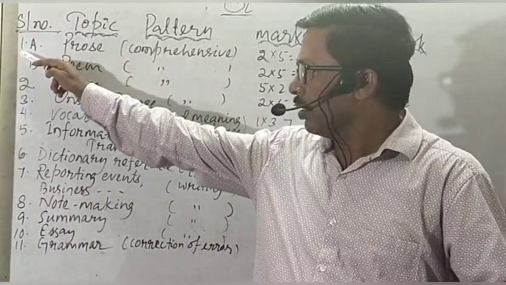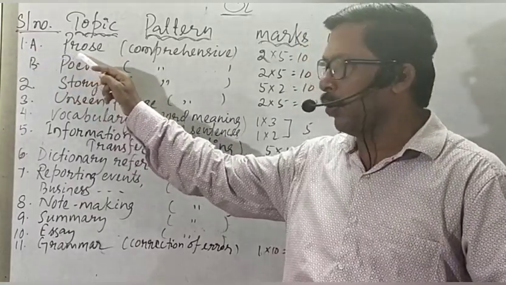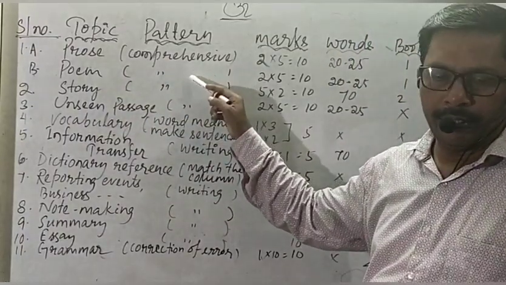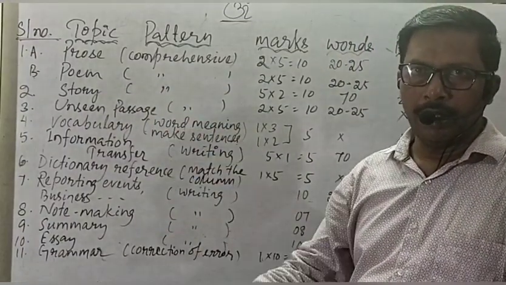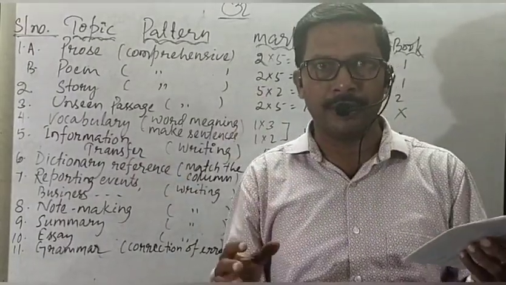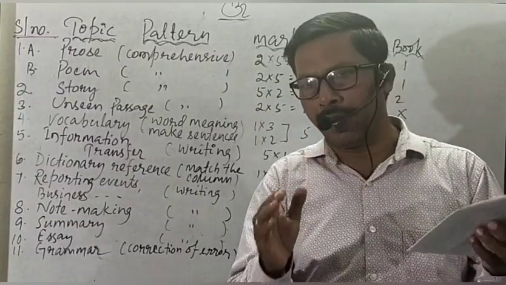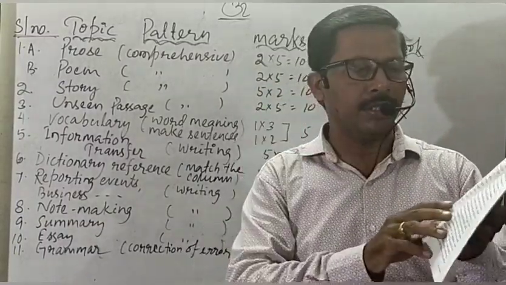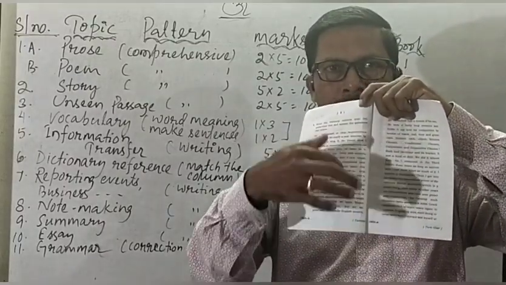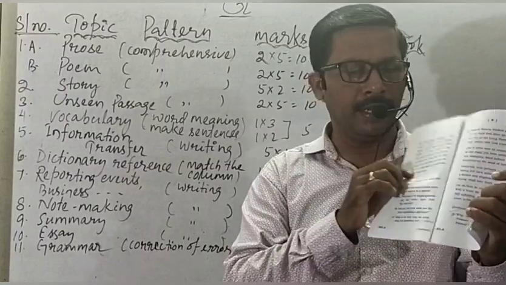In set A, 1A, the first question belongs to prose. And the pattern is comprehensive, which means from a given passage. Comprehensive means a passage is there, we have to read, then answer. Look, a paragraph is given from the text. A paragraph from the text of book 1 is given here.